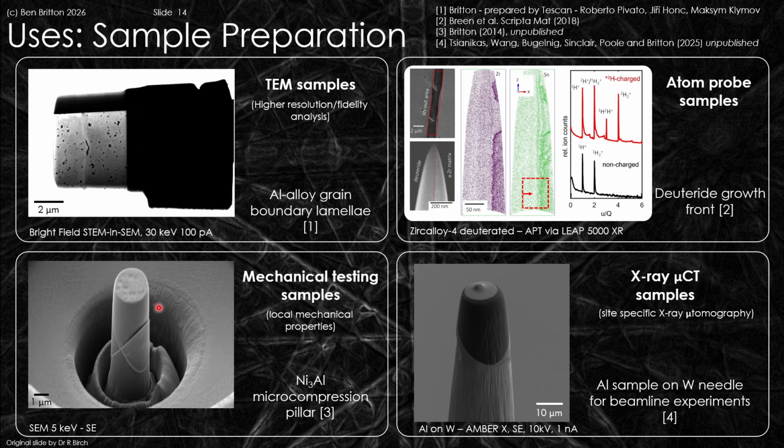We can do micromachining of mechanical test specimens. Here we have a compression pillar after it's been deformed, and we can see we can select out, say, single crystals or single precipitates.